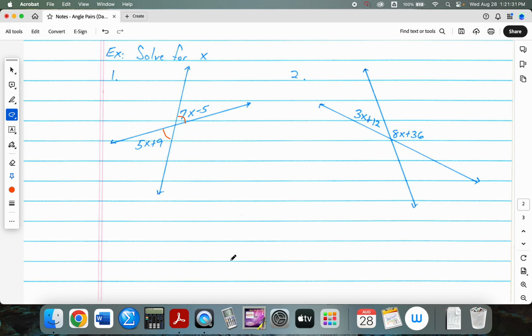Okay, so what do I know about their measures? They're equal. So 5x plus 9 is equal to 7x minus 5. So that'd be 2x is 14, so x is 7.